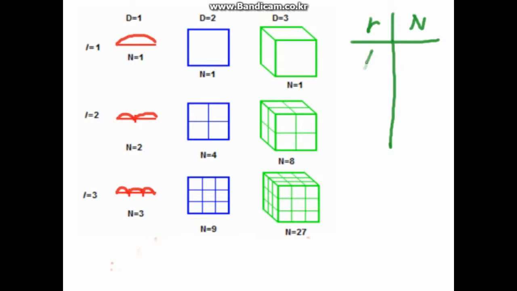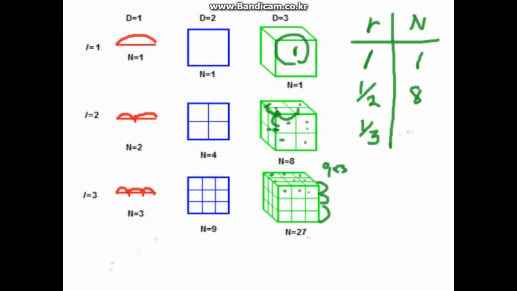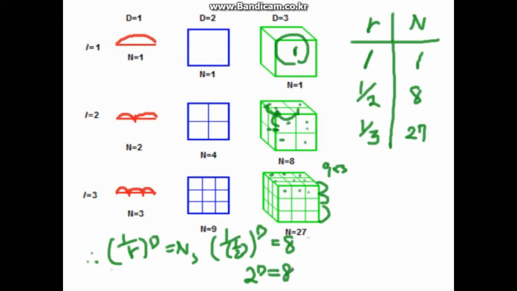It tells us that the blue figures are two-dimensional figures. The same works for the green cube. When we substitute r equals 1/2 into the equation, we will get 2 to the dth power equals 8. This means that the figure is three-dimensional.